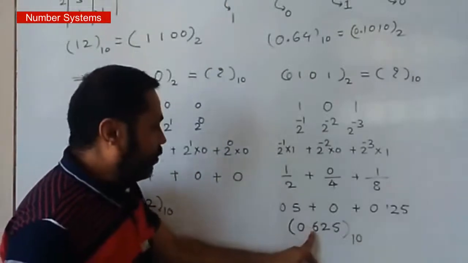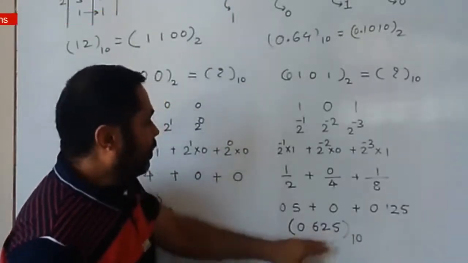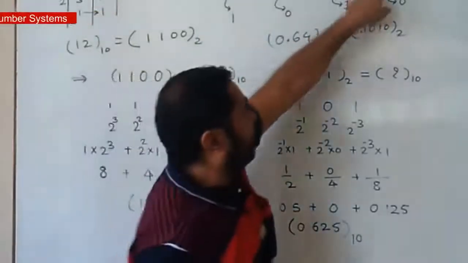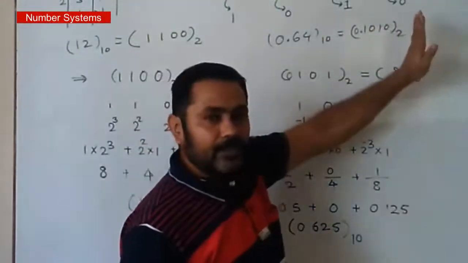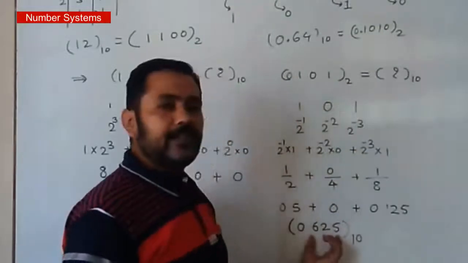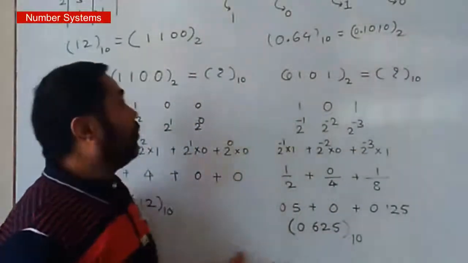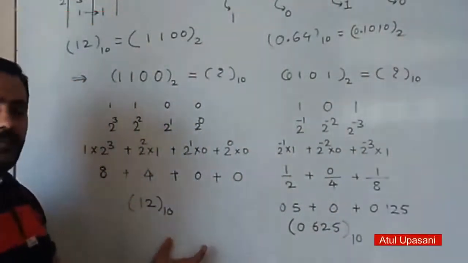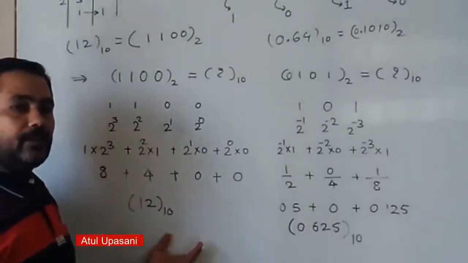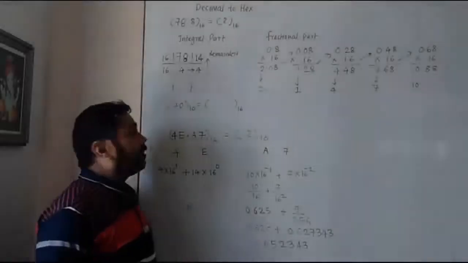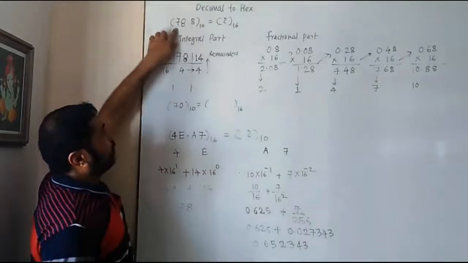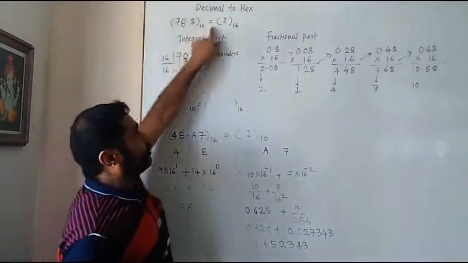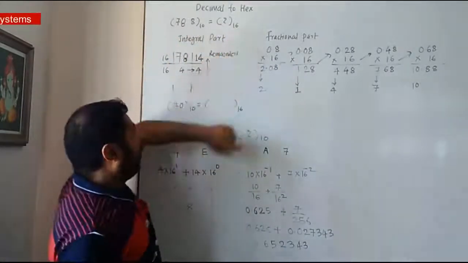Here we got 0.625. The result is approximate because we have not taken the last digit. So if further calculation is done, then we can get the exact result here. So this is how we can convert decimal numbers into binary and binary numbers into decimals. Now let us convert a decimal number into hexadecimal. For example, 78.8, this decimal number has to be converted into hexadecimal.